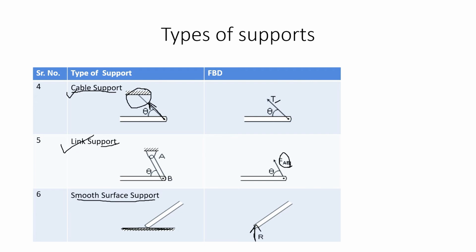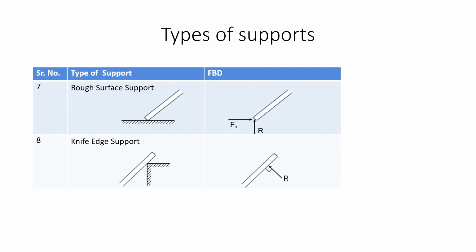Remember, here frictional resistance is not appearing because it is given as a smooth surface, whereas in the seventh case a rough surface is given, and because of that, along with the reaction which is perpendicular to the surface, a frictional resistance will also appear, which will be opposite to the direction of motion of the body.